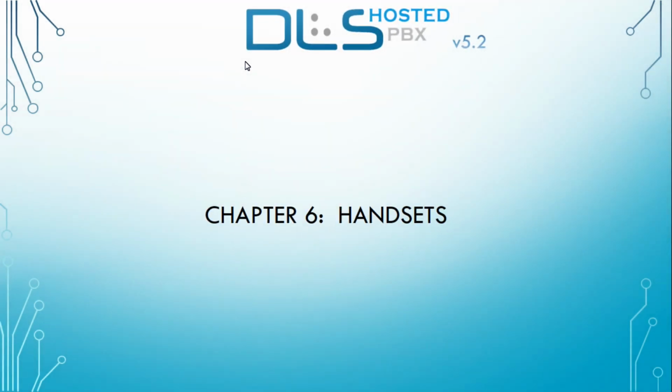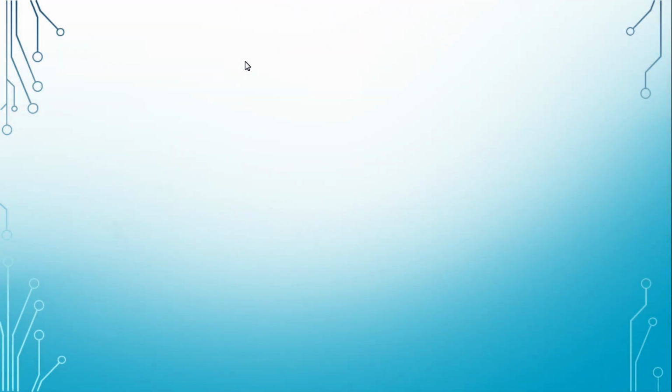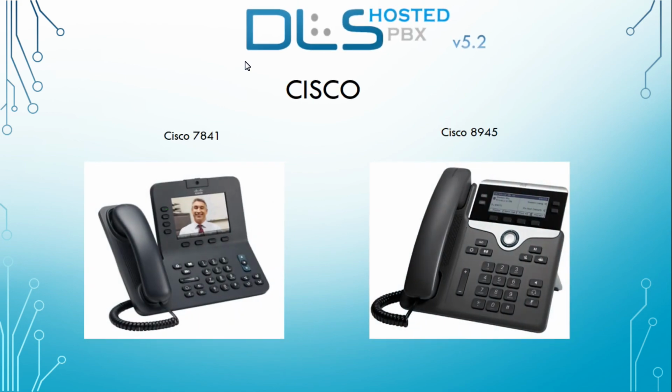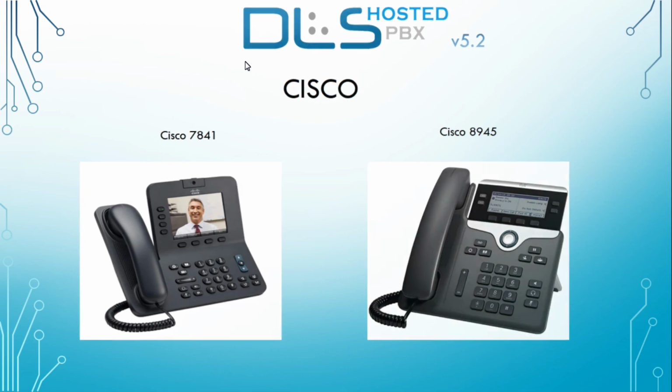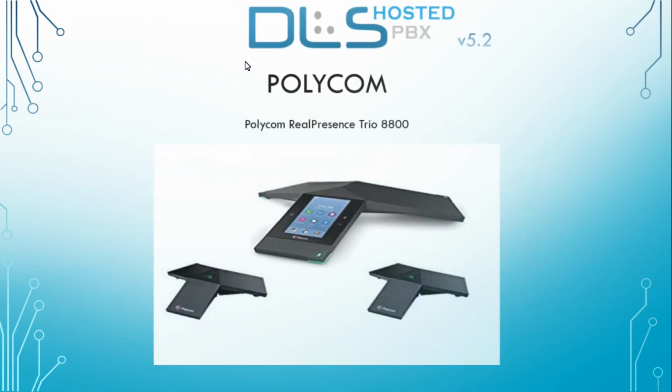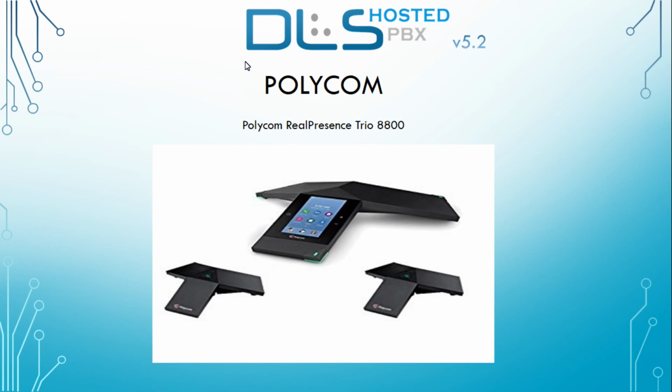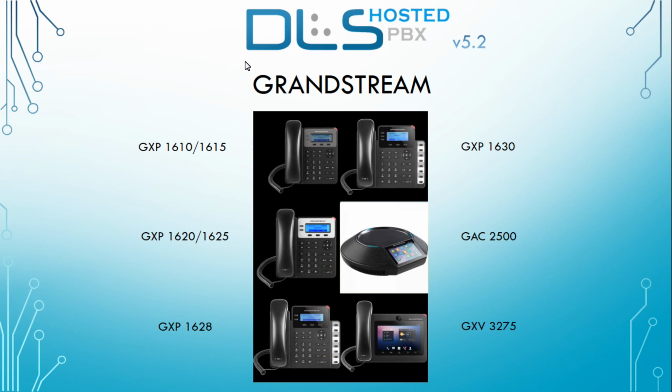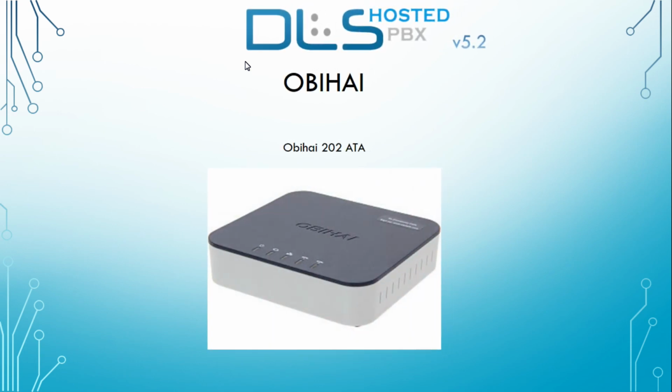Chapter 6, Handsets. DLS has added provisioning support for the following models: the Cisco 7841 and Cisco 8945, the Polycom RealPresence Trio 8800, the Grandstream 1600 series phone, as well as the GAC 2500 and the GXV 3275. And last but not least, DLS is adding support for a new ATA device, the Obihai OBi202 ATA.